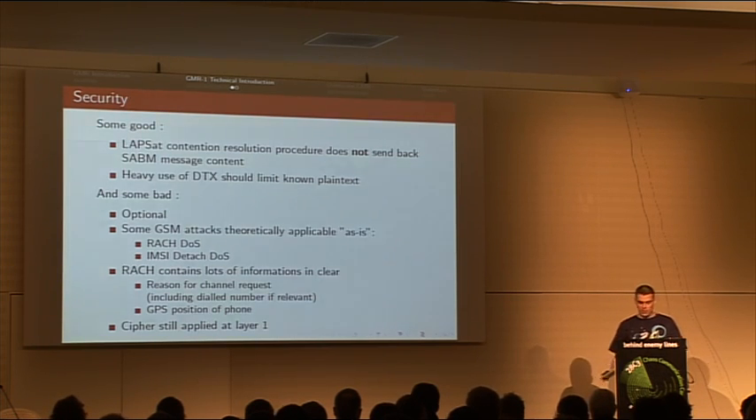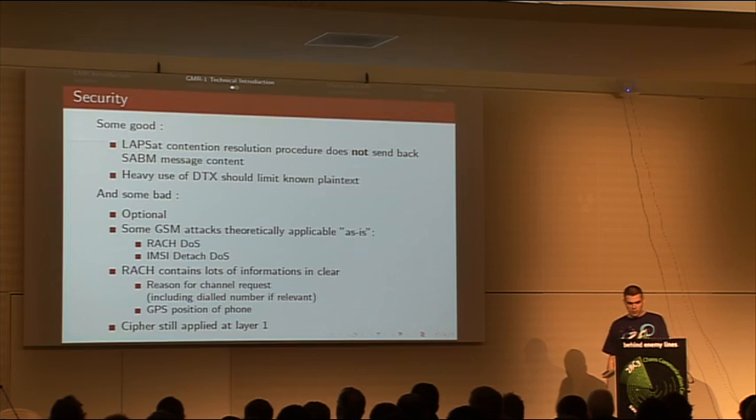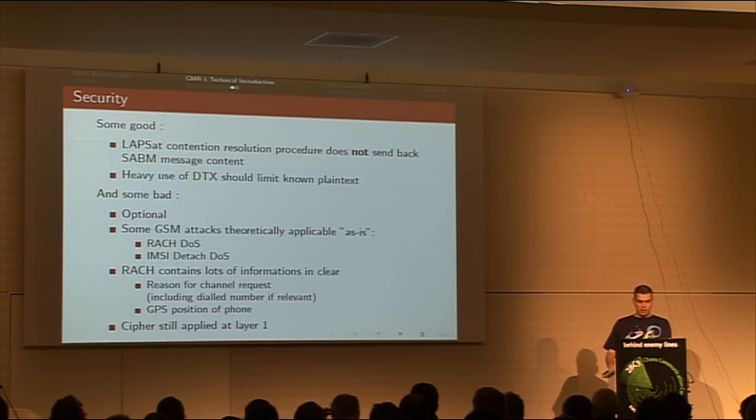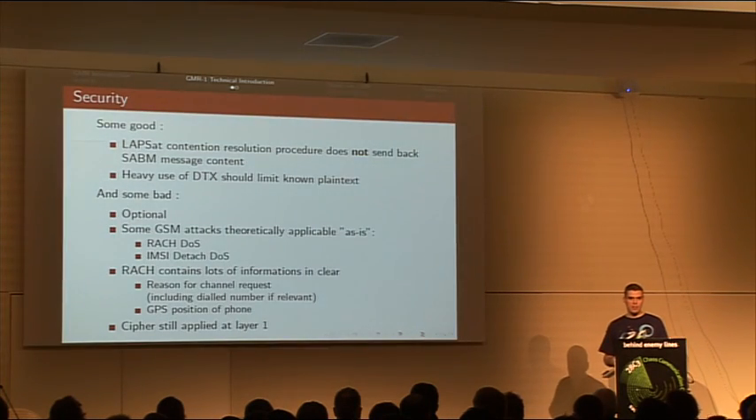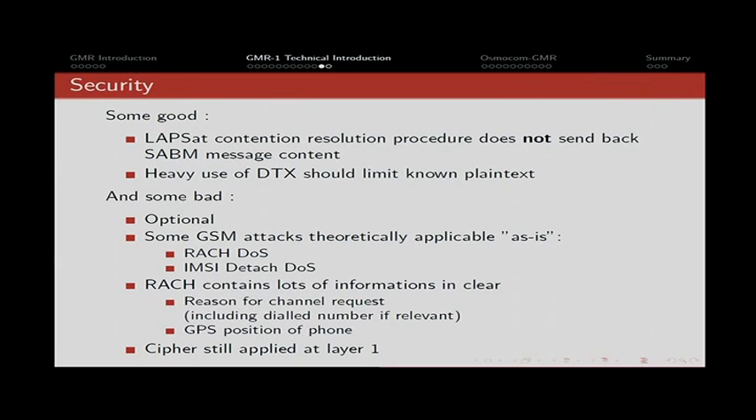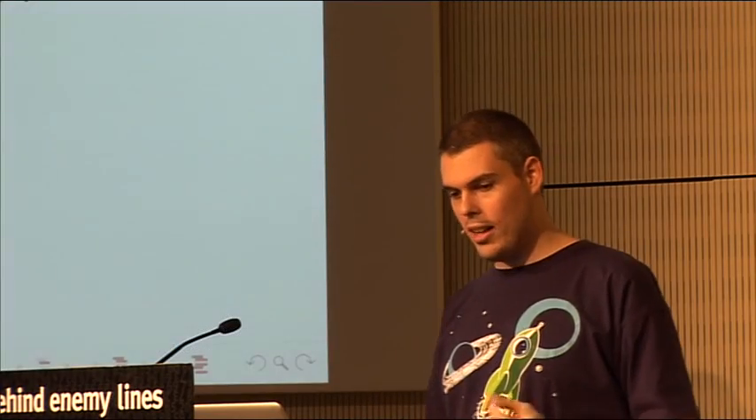Of course, it's not all good because it's heavily based on GSM, and so some of the things are inherited. The security is entirely optional. Hopefully on Thuraya, they actually use it. Some of the GSM attacks should be applicable as is, most notably the FCCH denial of service and the IMSI detach denial of service. I say should because we haven't tested them. For GSM, it was easy for us to set up a test network where we can test that in a controlled environment without impacting a commercial network. Here we can't really start a denial of service attack on a satellite. I think they wouldn't like that.